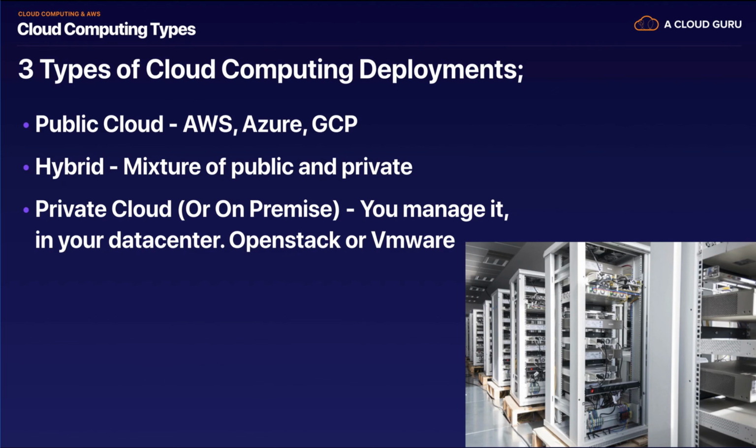And then we have private cloud or on-premise, and this is where you manage it in your data center. Common deployments in this would be OpenStack or VMware or Microsoft's Hyper-V. And most organizations do either private cloud or hybrid cloud, a mixture of public and private. But a lot of big enterprises now are just going all in on the public cloud. Capital One is a very good example.